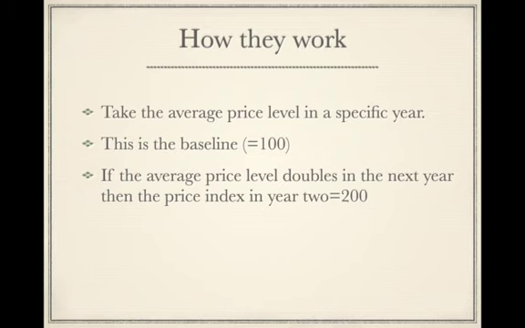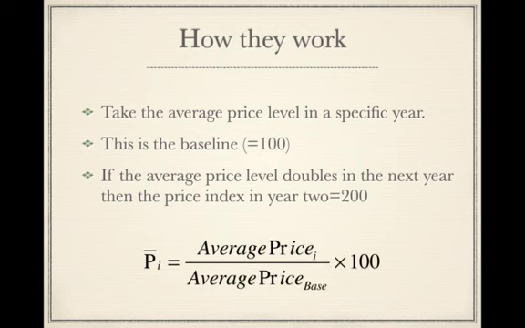So it would be 1 times 100, which is 100. If the price level was double for that, if the price for that bundle was double the next year, then you would divide that price of that bundle by the price in the previous year. You're going to get 2 and multiply by 100. And so that's really how we end up with our index here.